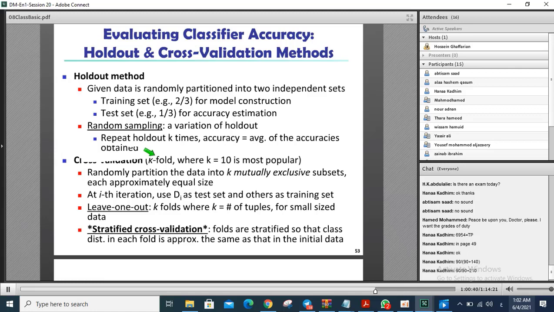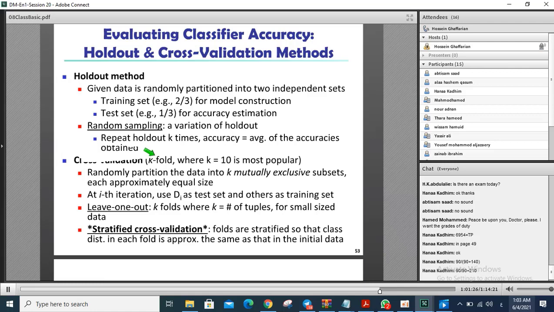So, in cross-validation, I'm partitioning the data into k different mutually exclusive subsets. All of those subsets have equal size. Then I'm starting from iteration 1 to k. K different partitions, k different iterations. In iteration i, I'm using the i-th partition. I have k different partitions, k different folds.